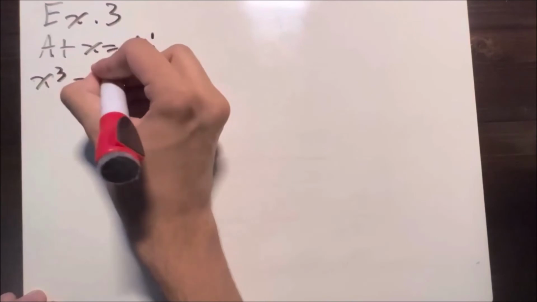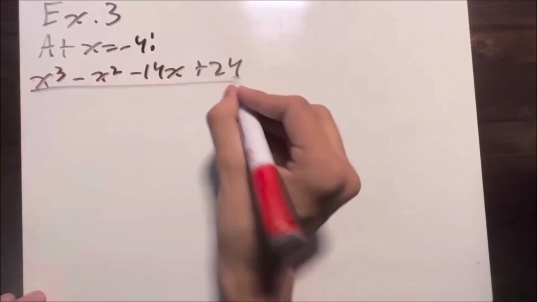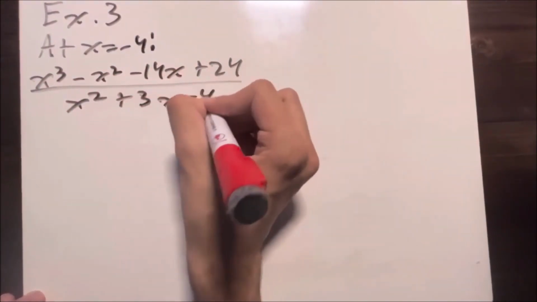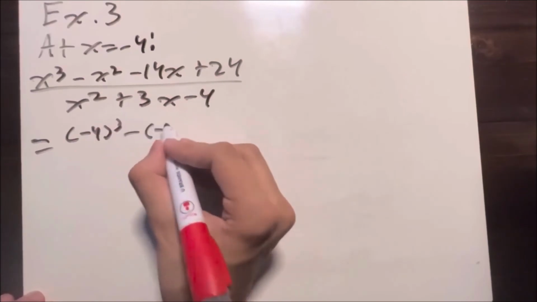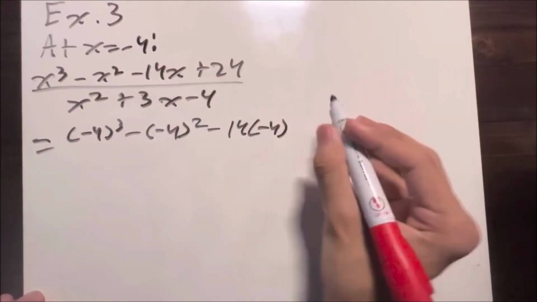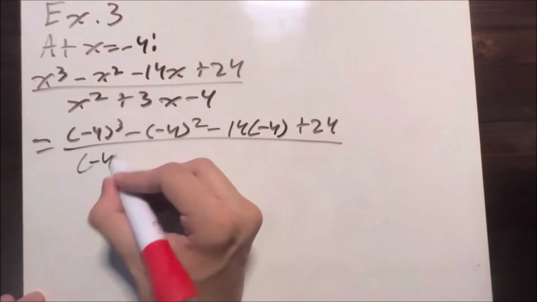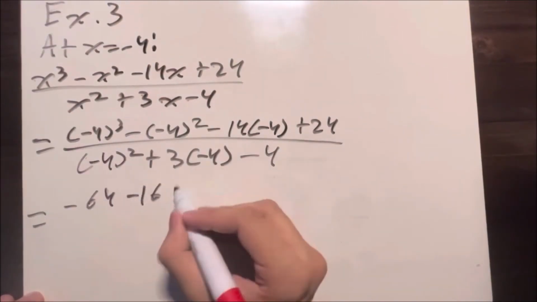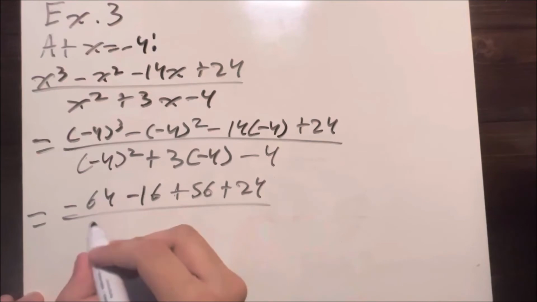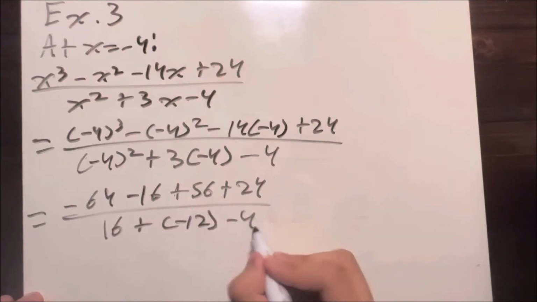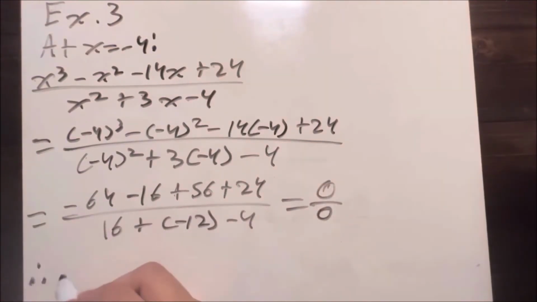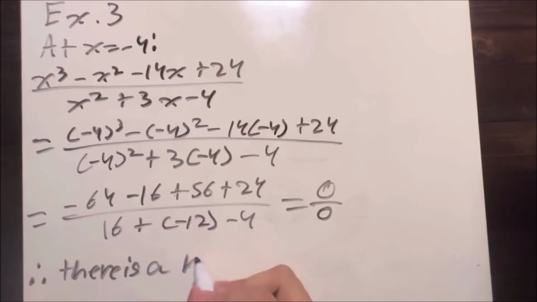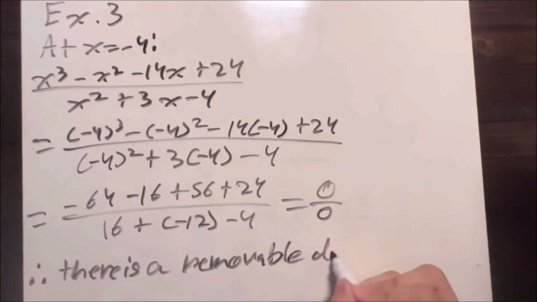Plugging in x equals -4 into the function, we get -4 to the third minus -4 squared minus 14 times -4 plus 24 all over -4 squared plus 3 times -4 minus 4. Simplifying this gets us 0 over 0, which is indeterminate form, meaning a removable discontinuity exists at x equals -4.